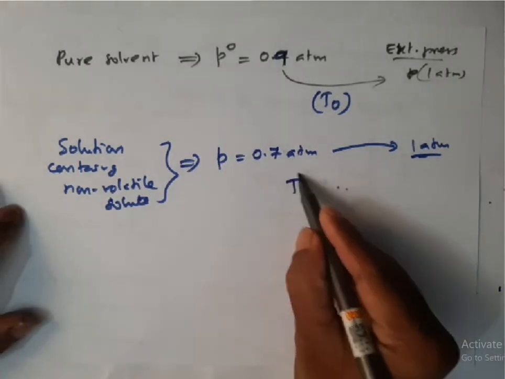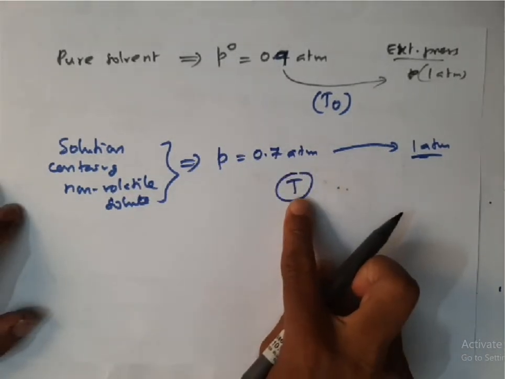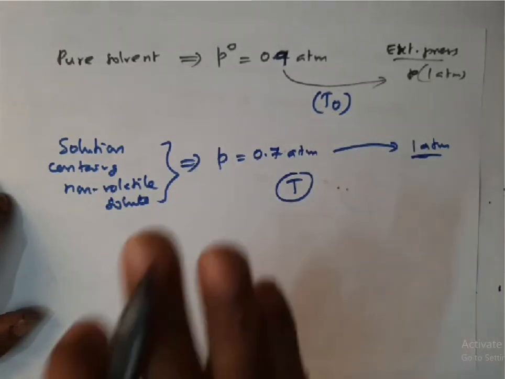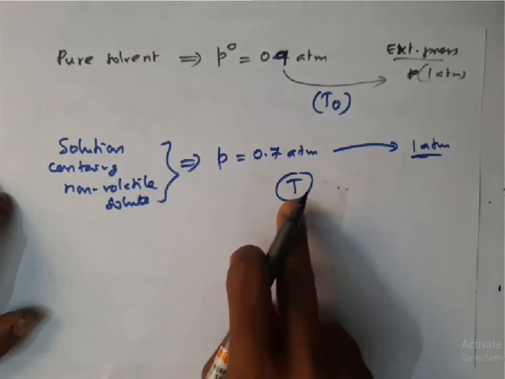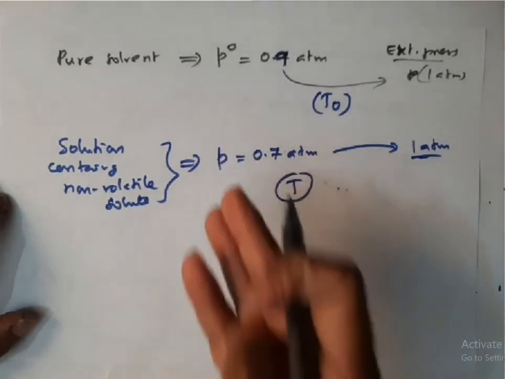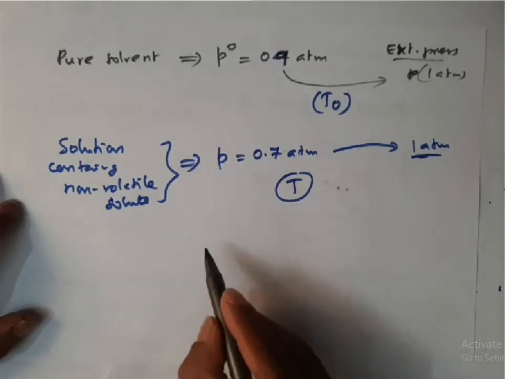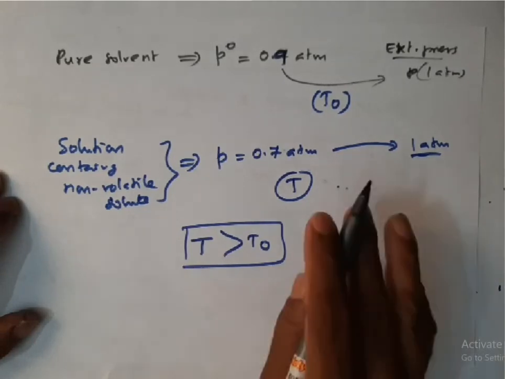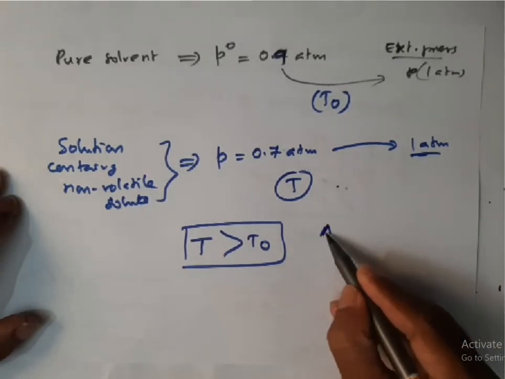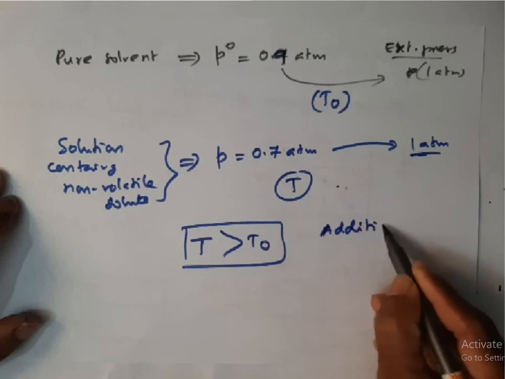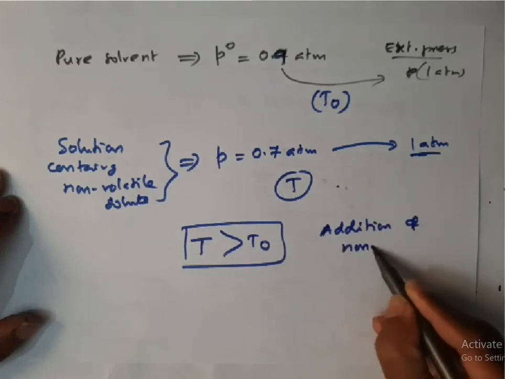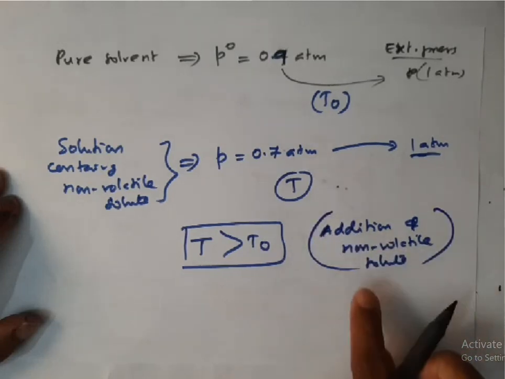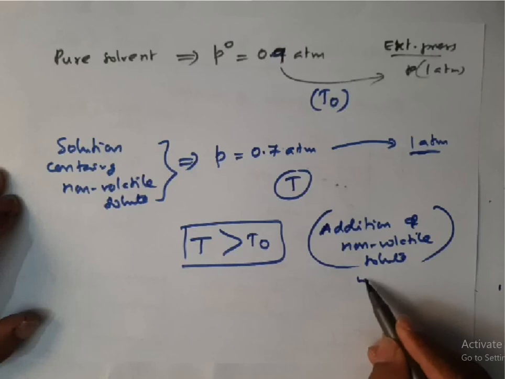Therefore, I am representing the boiling point of solution as T and the boiling point of pure solvent as T naught. Remember, the boiling point of solution is high. Why? Because you have to provide more heat. So remember, T is greater than T naught whenever you add a non-volatile solute, that is, addition of non-volatile solute in a solvent.